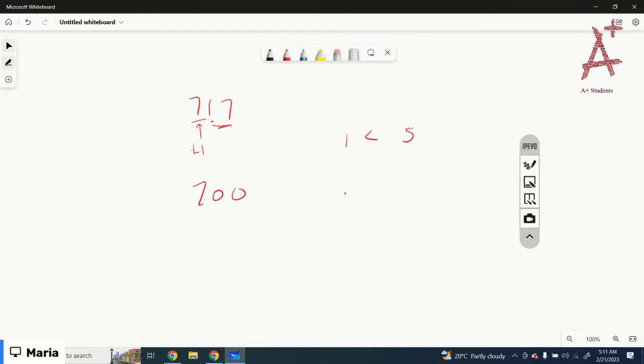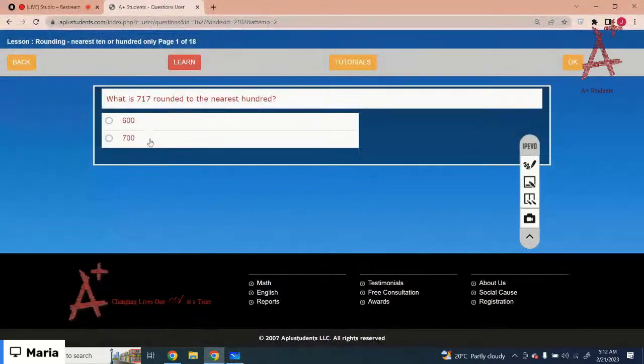Got it? Basically, the concept is you need to see 717 is near to which hundred. Like it is 700 and it is 800. Between 700 and 800, you have 717. You need to see if it is near to 700 or near to 800. 717, you are just 17 above 700. Got it? That means you are near to 700. So it would be rounded off to 700. For example, you have 796. You are just 4 away from 800. Then it would be rounded off to 800. Got it? Okay, so the correct option is 700.